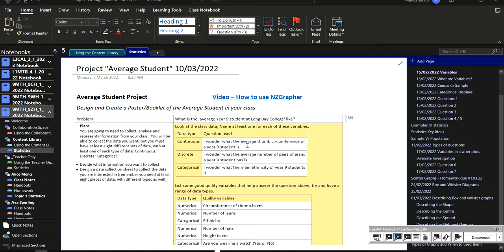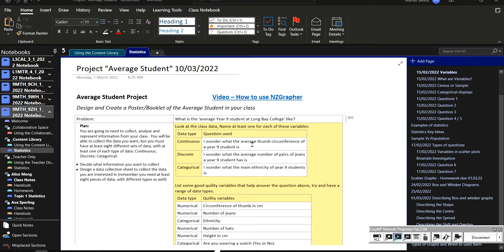Now, first of all, I've seen so many of you in this first box write, what is the thumb circumference, or just the question that you had in that questionnaire. It's not about asking Holly, what is your thumb circumference? Yes? I'm not interested in that. We've already collected that from everyone. What we're interested in finding out from all that data that we've entered is, what is the average?